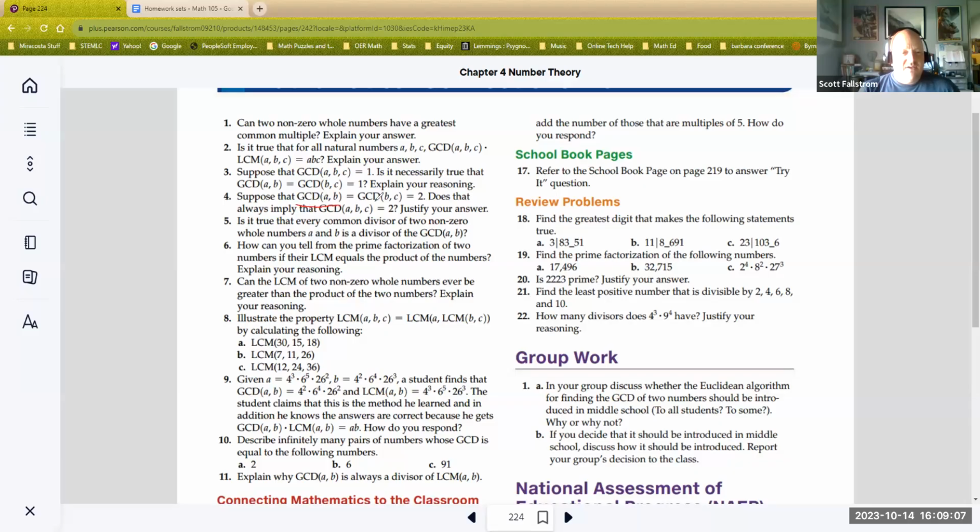Let's see here. Suppose the GCD of A, B is the same as the GCD of B, C, which is 2. Does that always imply the GCD of A, B, C has to be 2? This one's a little bit more general, but you're welcome to try two numbers that have a GCD of 2, then add a different number. So you need numbers A, B, and C, where the first two have a GCD of 2, and the last two have a GCD of 2. Does that mean that when you put them all together, you end up getting 2 as the GCD? That's what the question's asking.